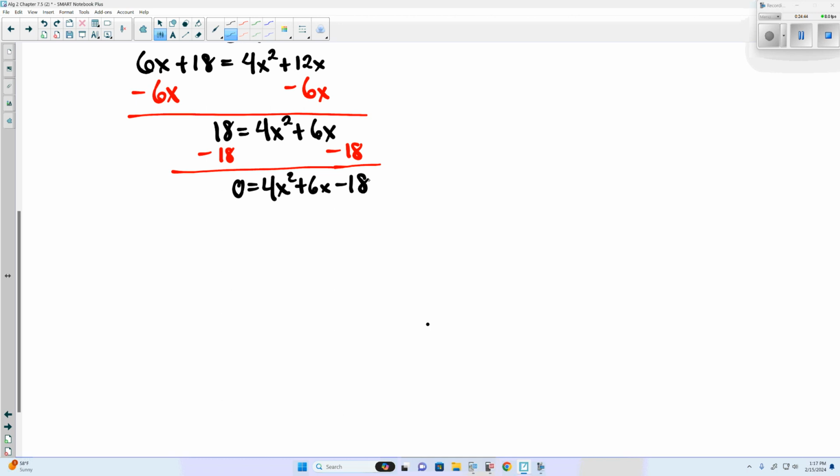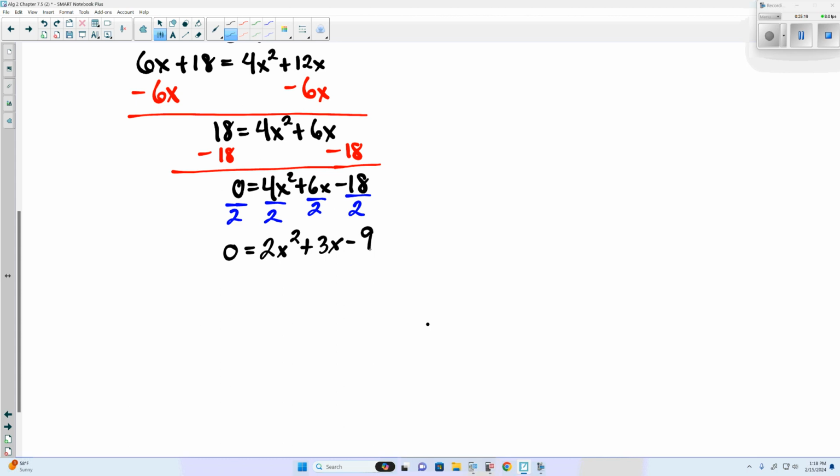Is it likely that we'll have a fractional answer? Yeah. There's a 4 in front of the x squared. So there's a good chance that there is a fractional answer. Now, is there a greatest common factor between these 3 terms? 2. So we can divide that 2 out, since it's just a constant term. Telling us 0 is equal to x squared plus 3x minus 9.